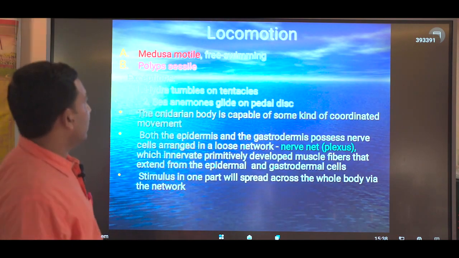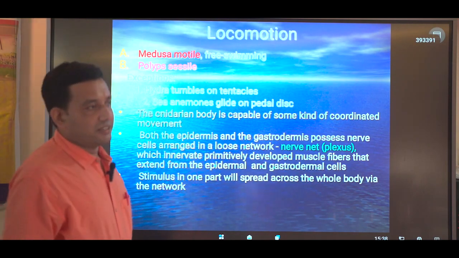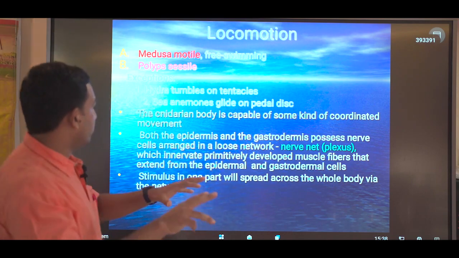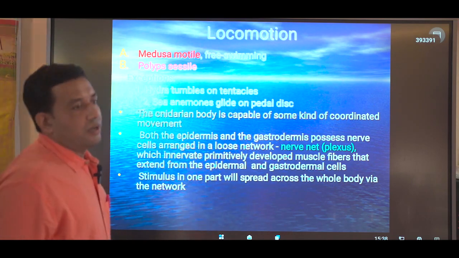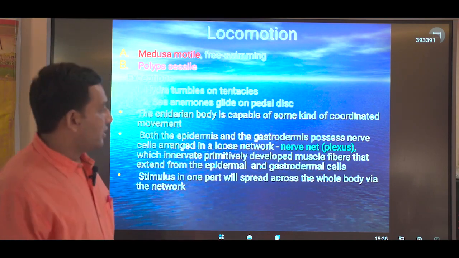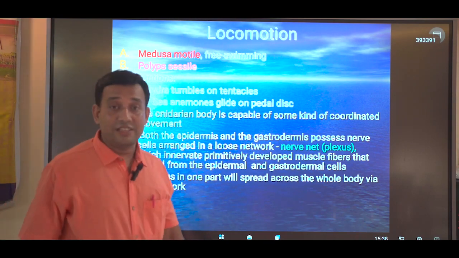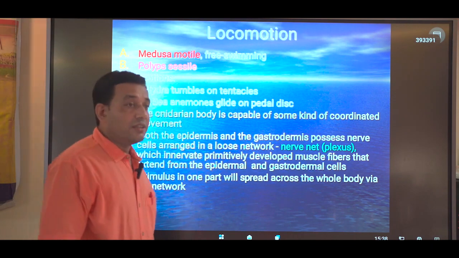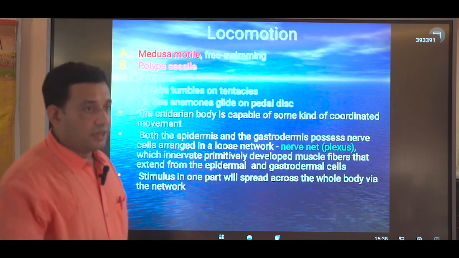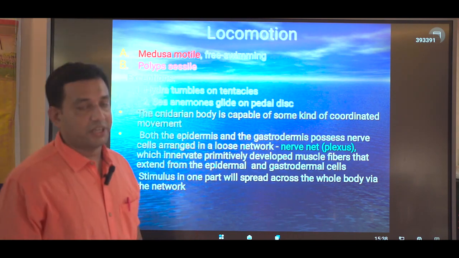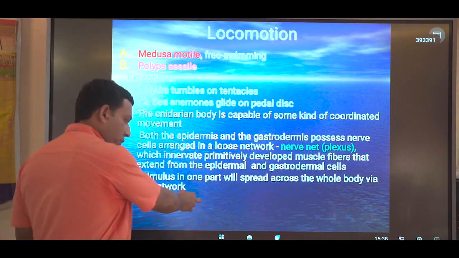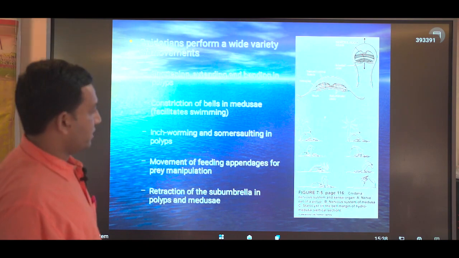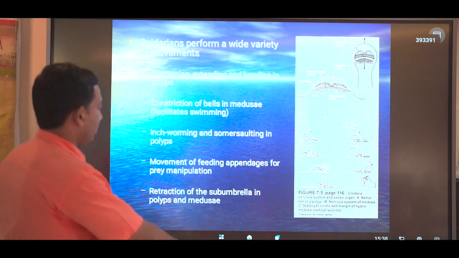If you see the locomotion, as I said, polyps are sessile. In the case of medusa, they have locomotion, swimming with the help of the velum. In the case of polyps there is an exception. If we see the hydra, a freshwater individual, the hydra can walk and can somersault with the help of tentacles. This is the exception. Otherwise, polyps can't move, they are sessile. Here you can see the somersaulting or walking of the hydra.